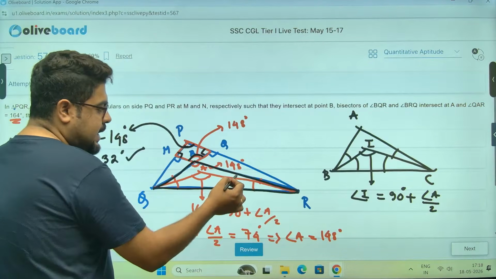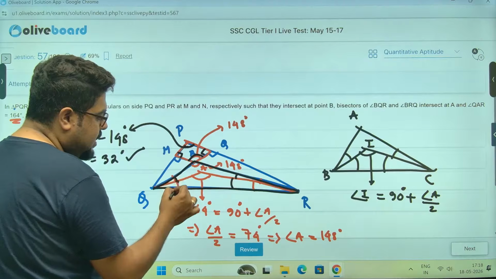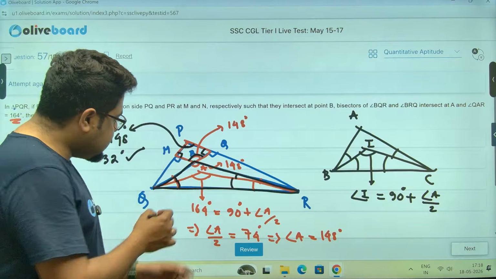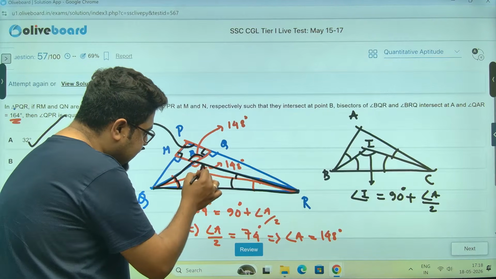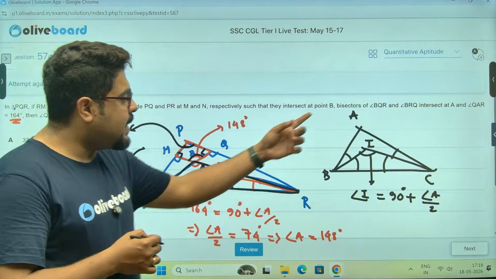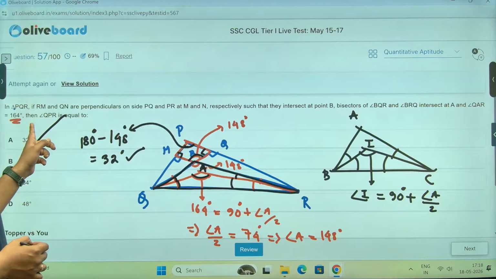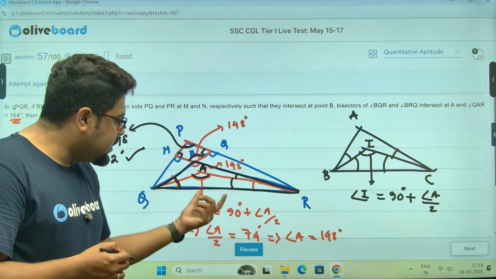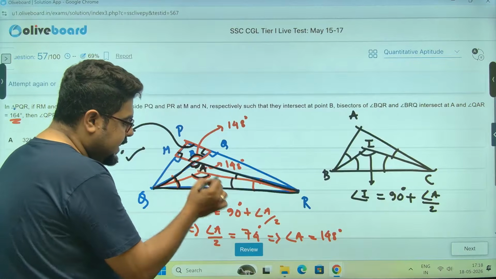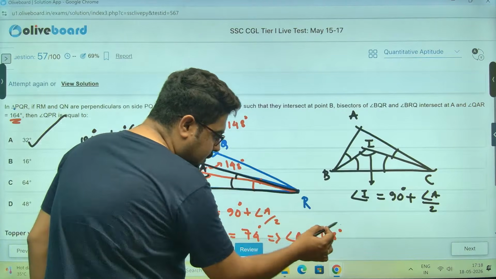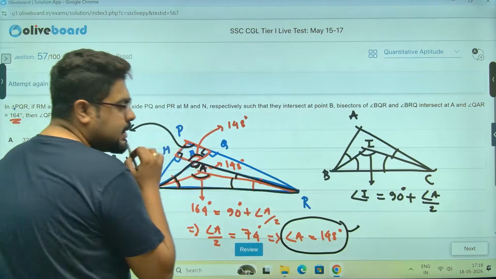So using this, can I say these two angles are bisectors? This is angle A. This is given as 164 degrees, so 164 degrees should be 90 degrees plus half of angle A. From there, I'm getting angle A as 148 degrees.